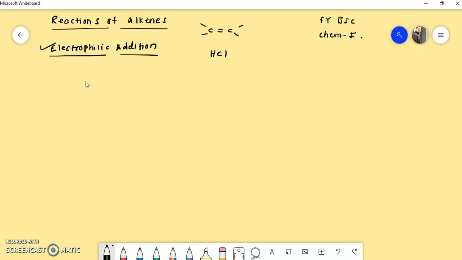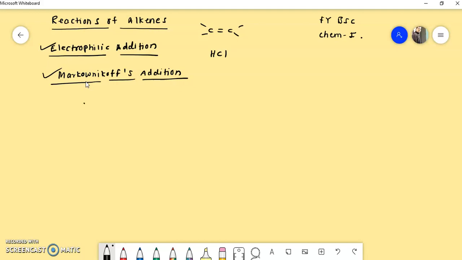Now this electrophilic addition reaction is also called Markovnikov's addition. So in general, we have to study this Markovnikov addition reaction. What is this Markovnikov addition, that we have to see first. I will take one example and then I will explain it.